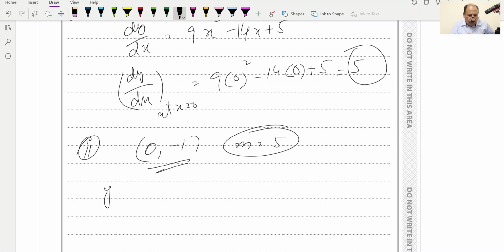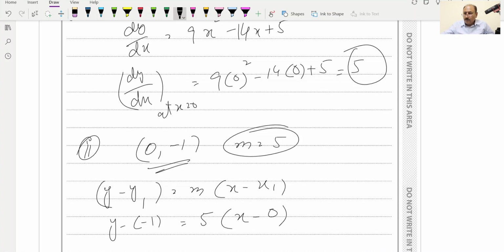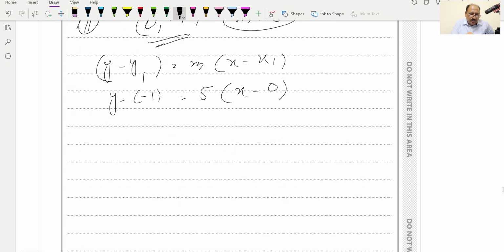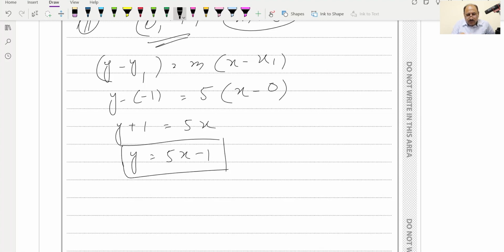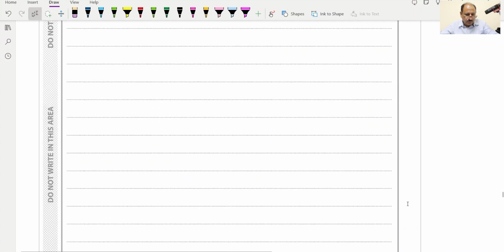y minus y1 is equal to m into x minus x1. So y1 is minus 1, m is 5, and x1 is 0. Now we can write the equation. This will be y plus 1 is equal to 5x. So y is equal to 5x minus 1. This will be our equation in the format y is equal to mx plus c. Hopefully you understood this question.